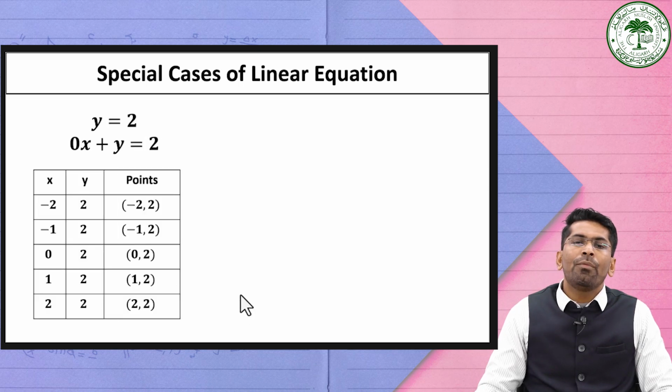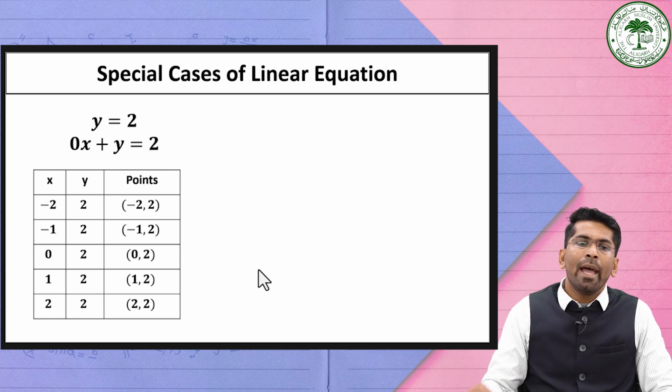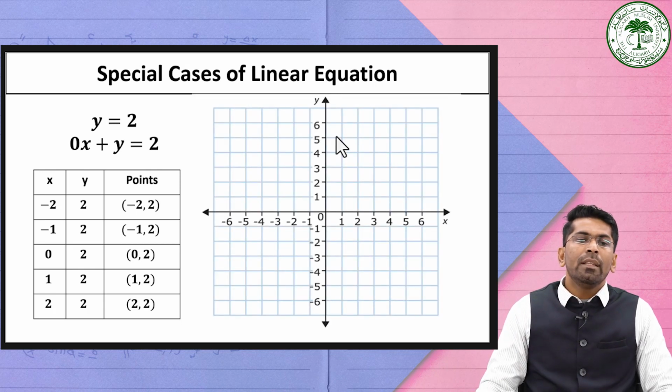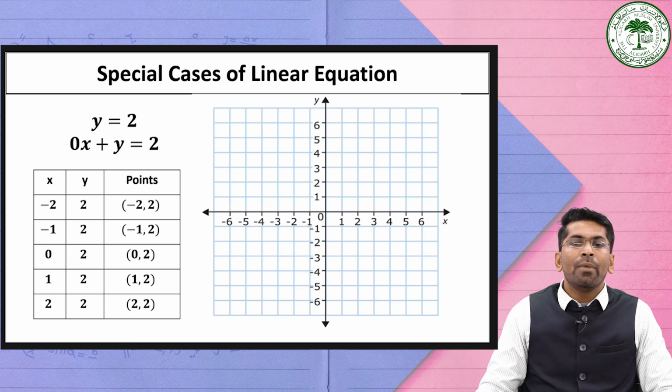Now we will go for drawing the line here. This is the Cartesian system, and we draw a straight line along the horizontal axis. These points will look like this. This is minus 2: when x is equal to minus 2, y is equal to 2. When x is equal to minus 1, y is equal to 2.